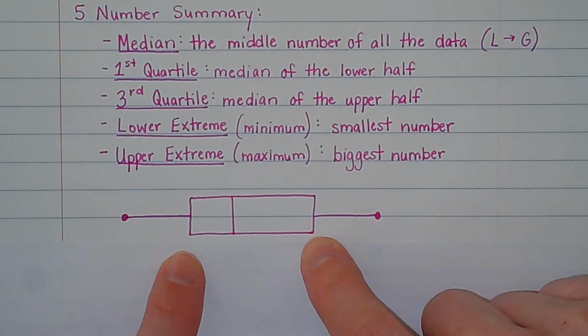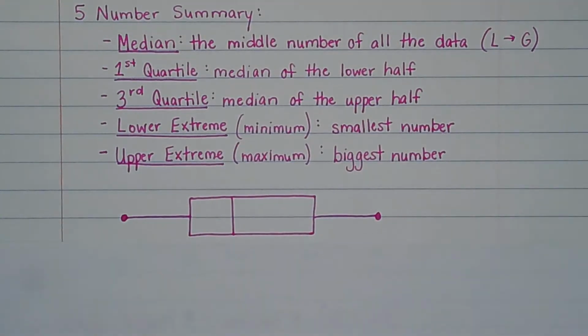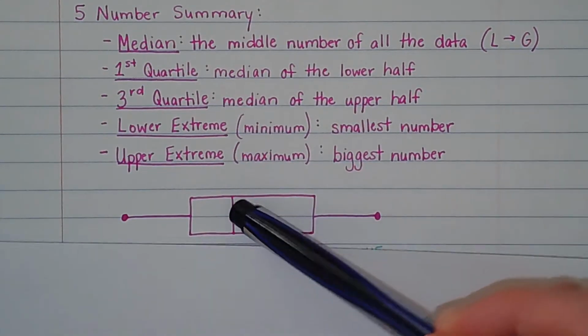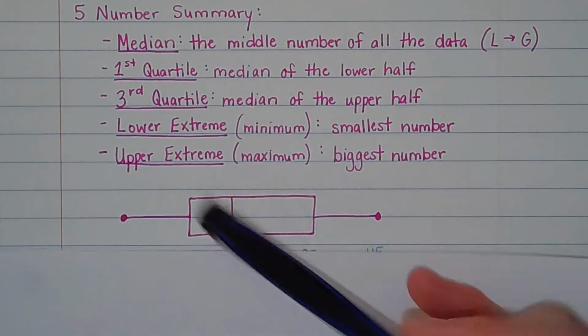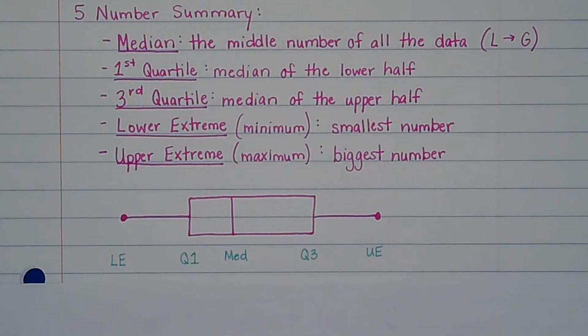Same thing for your box. Your box might be really long, or your box might be really short. If your box is really long, that means your numbers are really, really spread out. If your box is short, that means your numbers are pretty close together. They're very similar. This line right here in the middle doesn't have to go in the middle of the box, okay? It's just going to go wherever the median falls, because that is your median.